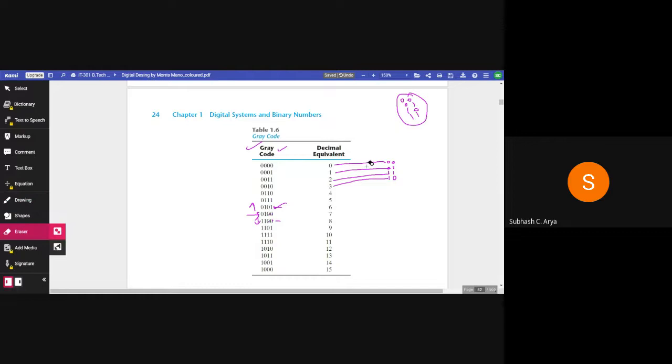Till now any problem? And now you see by definition also, adjacent bits are changed by only 1 bit.